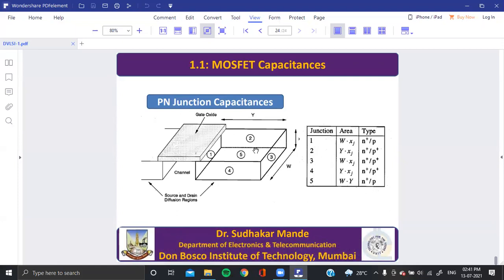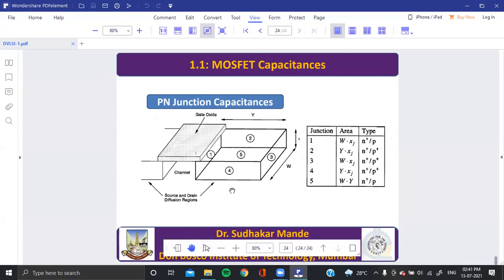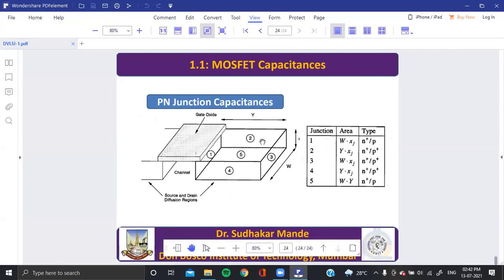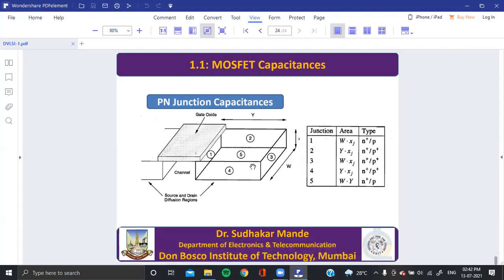Because this is three dimensional, imagine that there is a box, a cube, inserted in the substrate. The top one will not come into the picture, because on the top there is oxide. The rest of the things are covered by the P type substrate. So these are the things basically. These are the MOSFET capacitances.